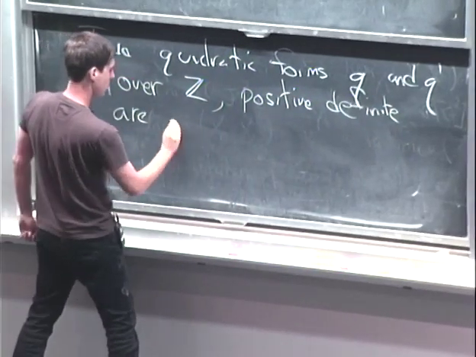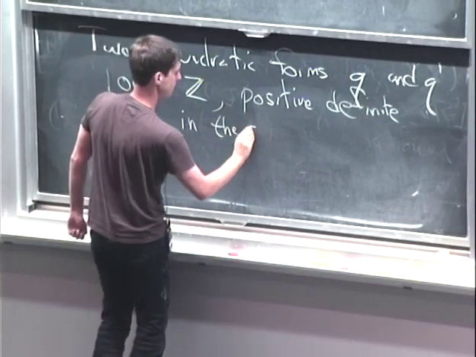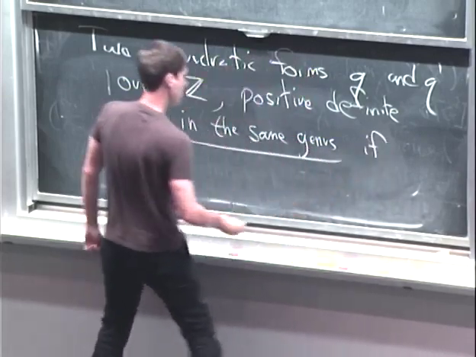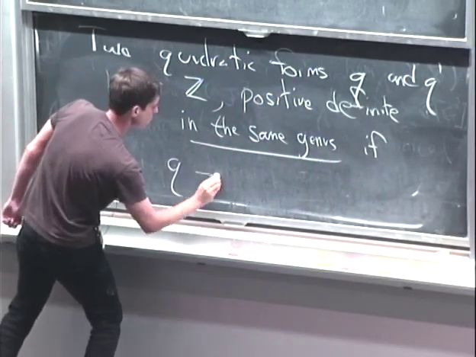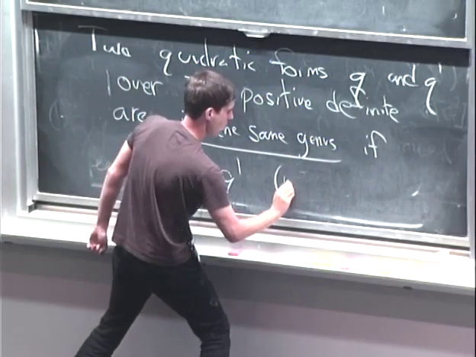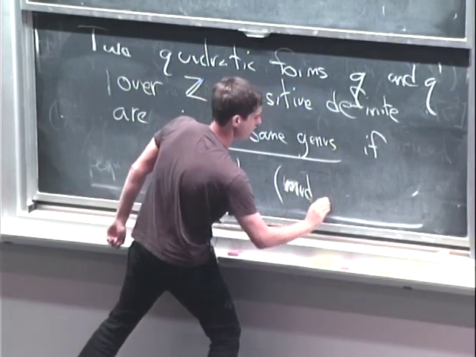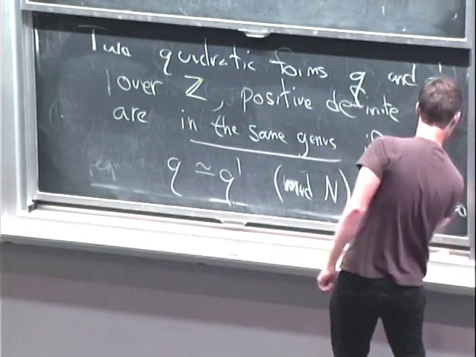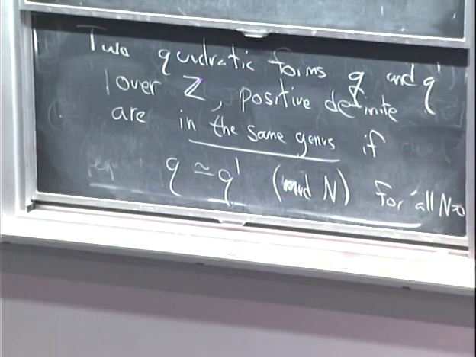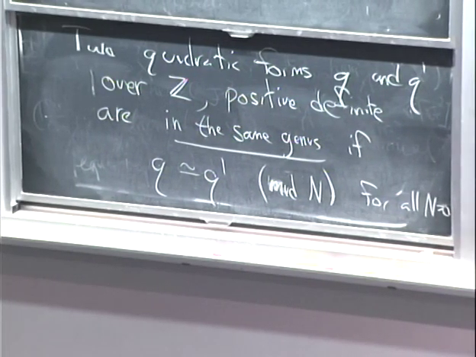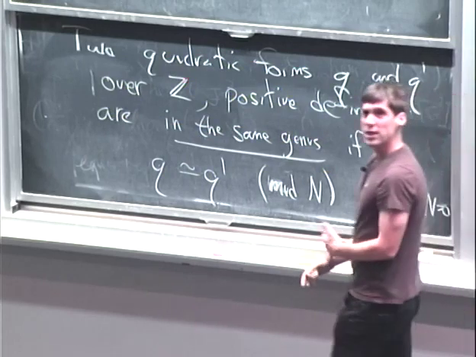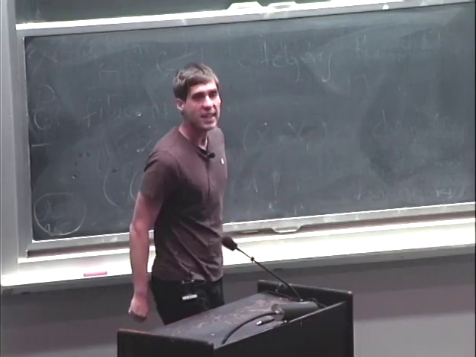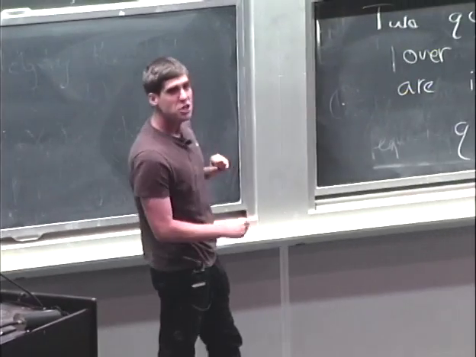We'll say they are in the same genus if Q is equivalent to Q prime mod n for every integer n greater than 0. So modulo n for any n, we can find a linear change of coordinates that converts Q into Q prime. So it's clear that if we have quadratic forms that are equivalent over Z, then they must be in the same genus. And you can ask, does the converse hold?